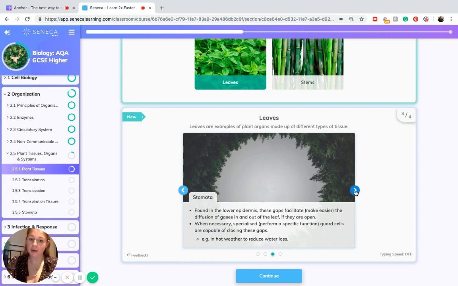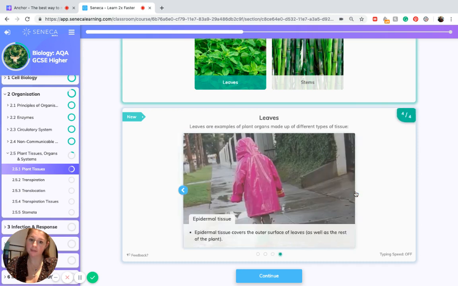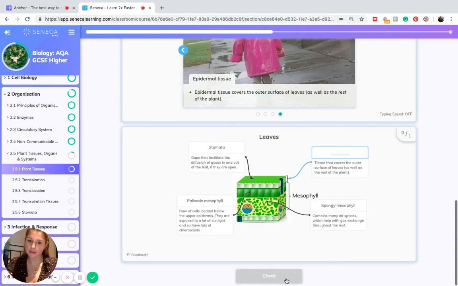Stomata are found in the lower epidermis, and these gaps facilitate, or make easier, the diffusion of gases in and out of the leaf if they are open. When necessary, specialized guard cells, which means they perform a specific function, are capable of closing these gaps, for example in hot weather to reduce water loss. And finally, epidermal tissue covers the outer surface of the leaves, as well as the rest of the plant.